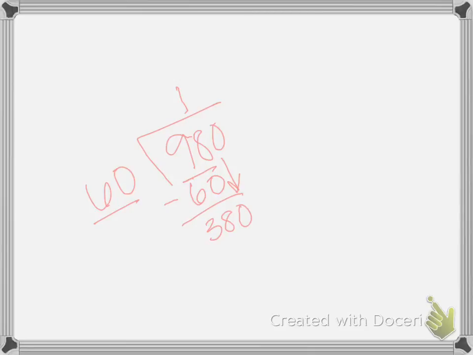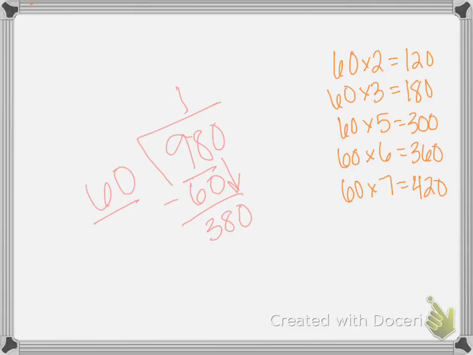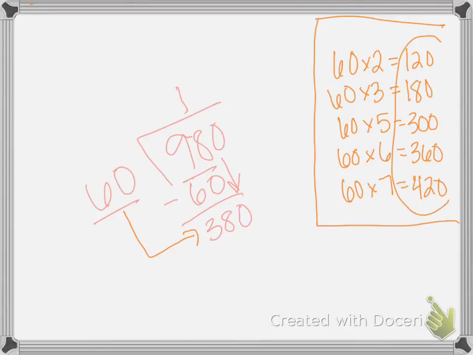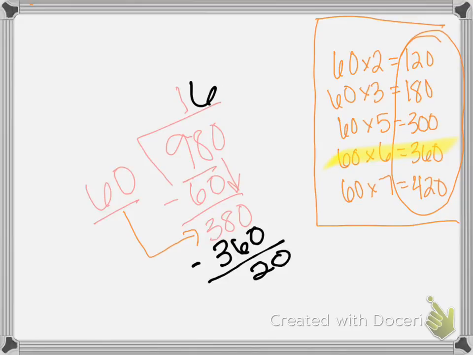Well, I don't know my 60s off the top of my head, but I know that I can write out my 60 facts over here to the side. So I did that, and I'm trying to figure out how many times does 60 go into 380. So what number can I get closest to 380? Well, right here, 6 times 60 is 360. So we're going to say that 60 goes in there 6 times. 6 times 60 is 360. And we get a remainder of 20.